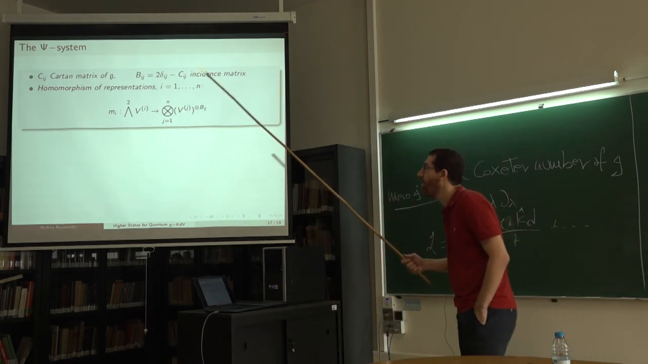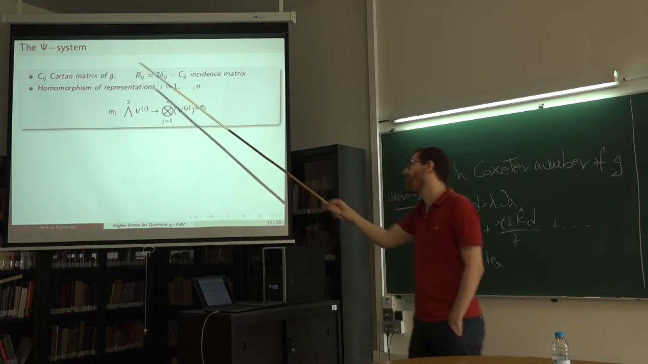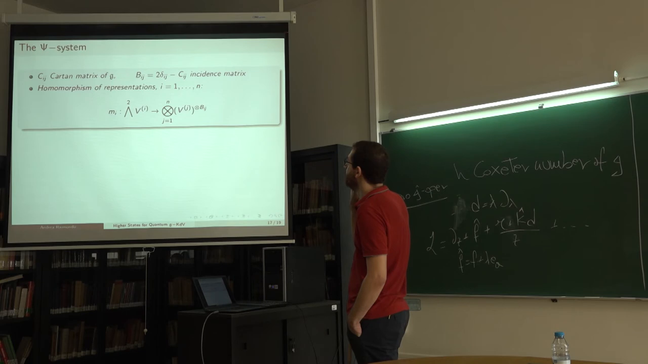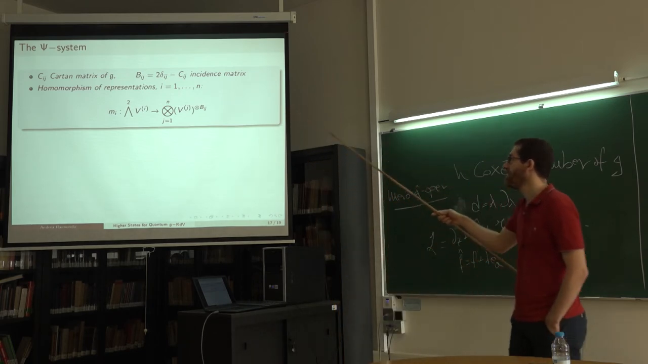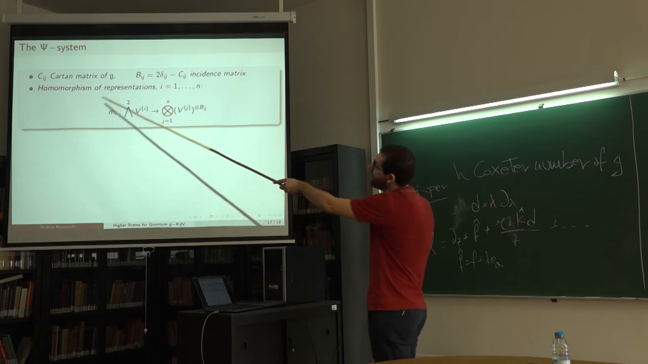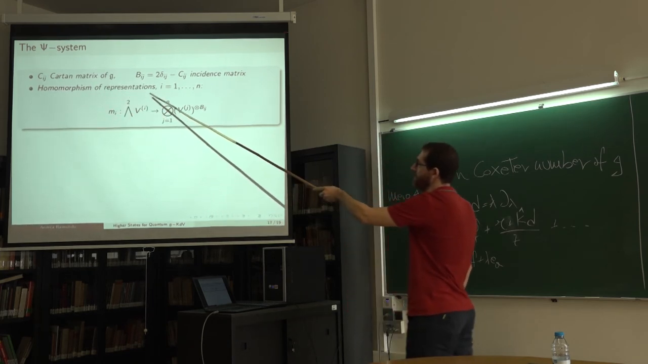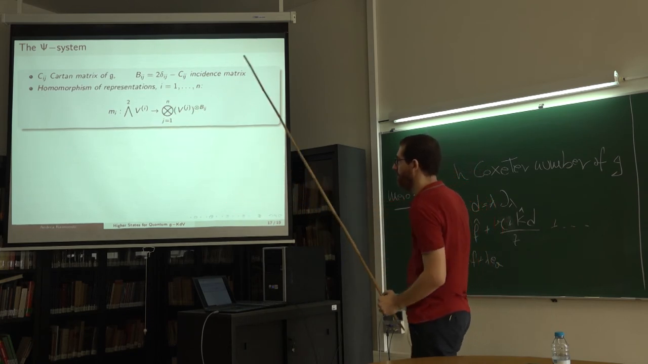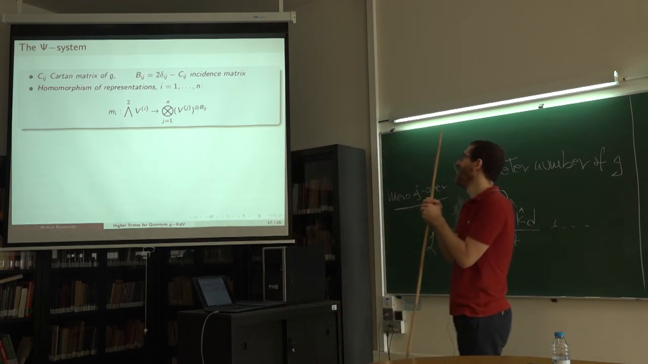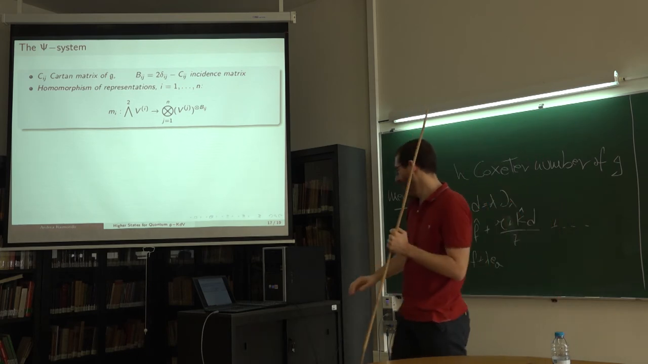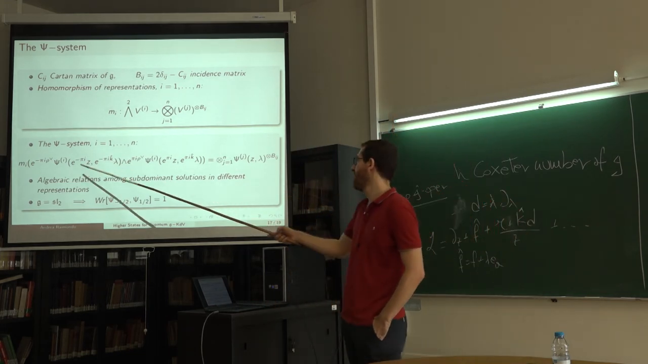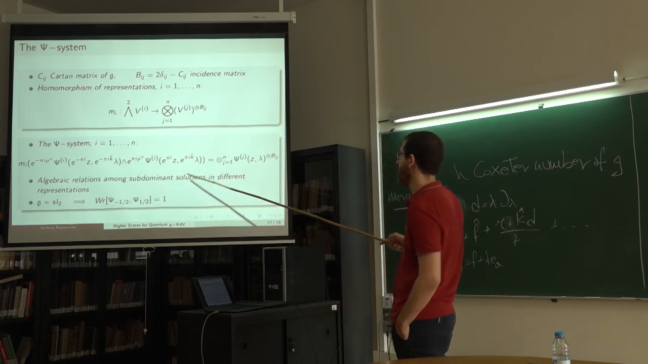Okay, the crucial point is what is called the psi system, which was actually introduced earlier by Dorey, Tateo and Dunning. But we wrote it in a more generic case, a more algebraic case. If C is the Cartan matrix of G, and B is the incidence matrix, then you have a homomorphism of representations, which is this one, going from that space to the other one, quite elementary. And essentially, the subdominant solutions satisfy this. It can be shown that they satisfy this system.